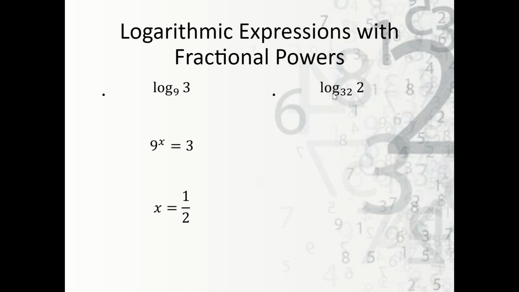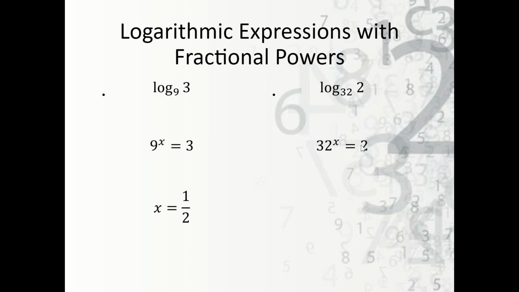Now here we have log base 32 of 2. So really that's 32 to the x power is equal to 2. Again, the number we start with is bigger than what we end with. So we know that it's got to be a fractional power of some kind. So 32 to what power equals 2?